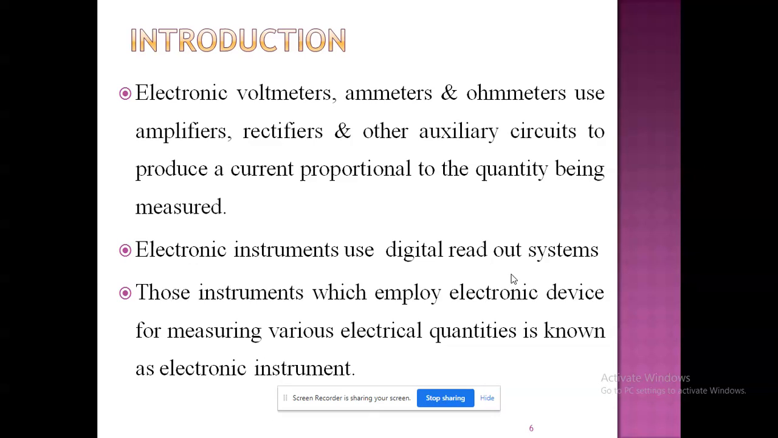Till recently, the analog type of instruments have been predominantly in use because of the economic consideration. In addition, analog instruments are more suited for special nonlinear scales such as logarithmic scales. Although the function of analog and digital instrument is to measure voltage, current, and power. Therefore, the instrument which employs electronic device for measuring various electrical quantities such as current, voltage, and power is known as electronic instrument.